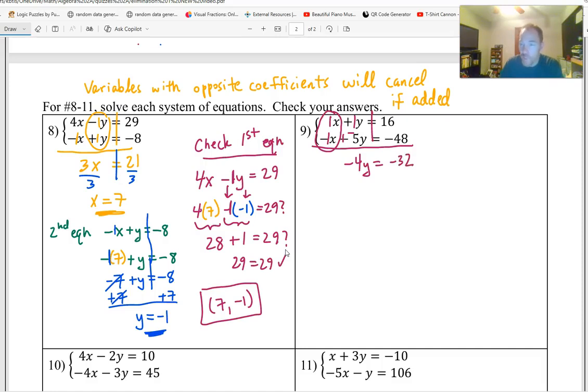You can solve this for y. Take that y value. Pick which equation you like. I like that first equation, x plus y. Take your y value, put it into the first or the second equation, and get your x value, and then you can check. So finish that one up.